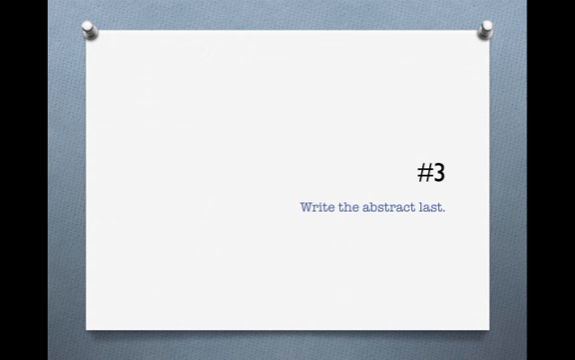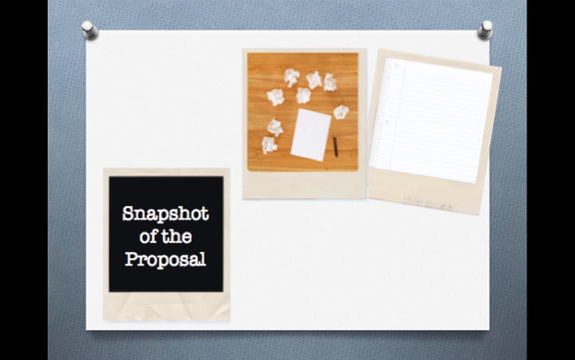Tip number 3, write the abstract last. The abstract is a snapshot of the proposal, summarizing all aspects of the study touched upon in the proposal. As such, it should be the very last thing written. Make sure you follow the guidelines laid out by the granting agency for the abstract.